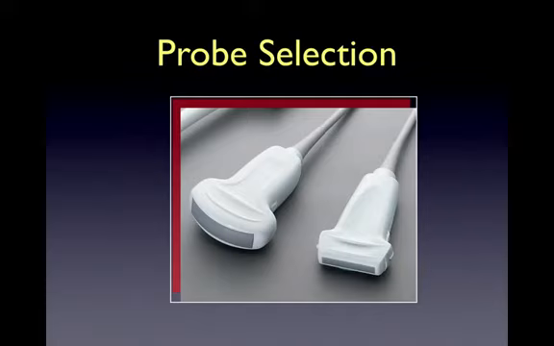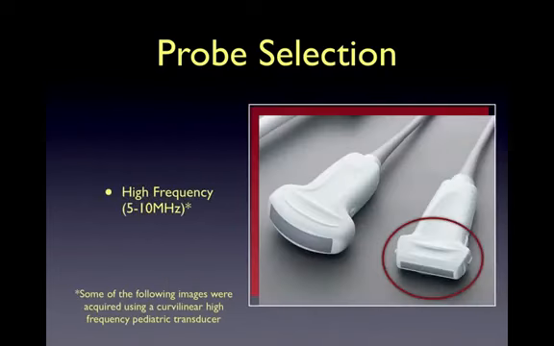The preferred ultrasound probe used to diagnose pediatric intussusception is a high-frequency probe in a range of 5 to 10 megahertz, because most of the anatomical structures we're interested in are rather shallow. In most cases, this would mean using the ultrasound probe with a flat footprint on the machine.